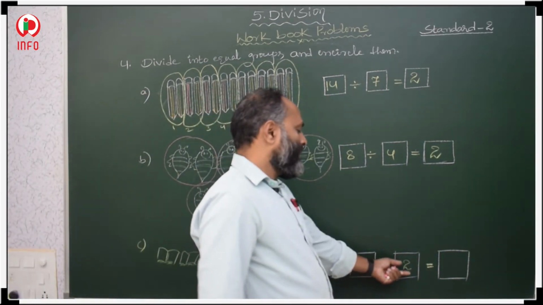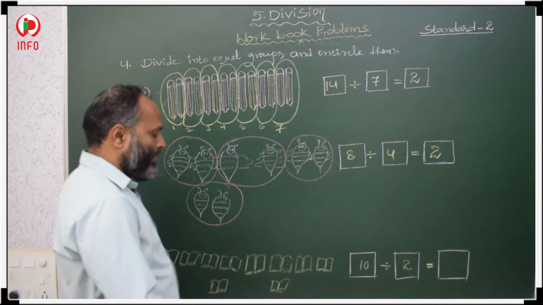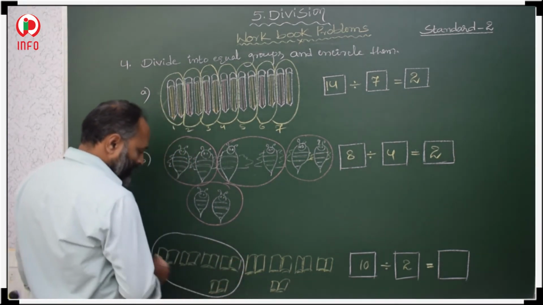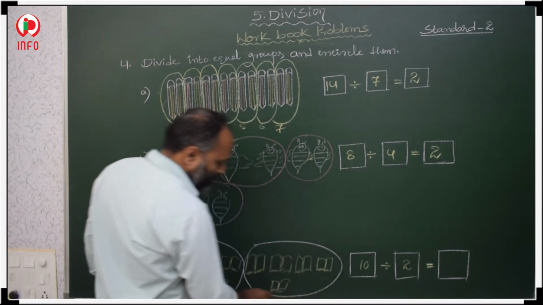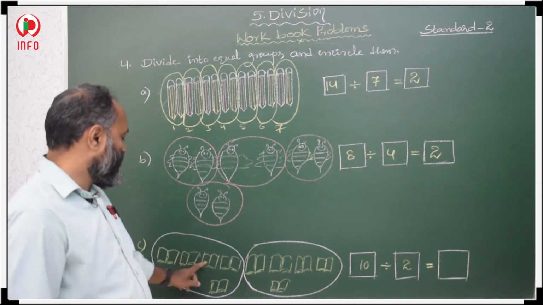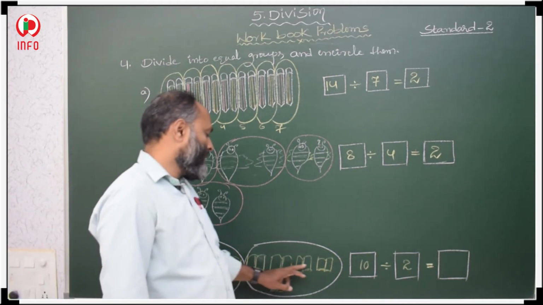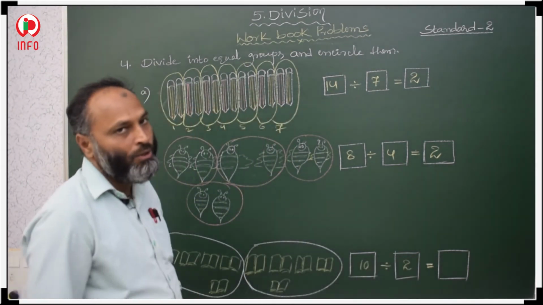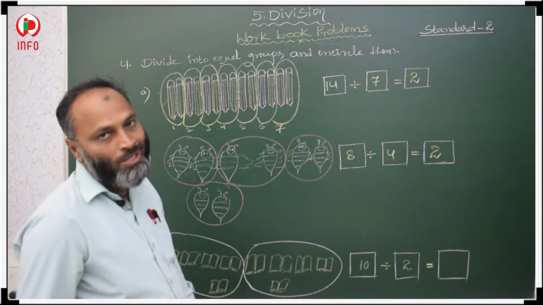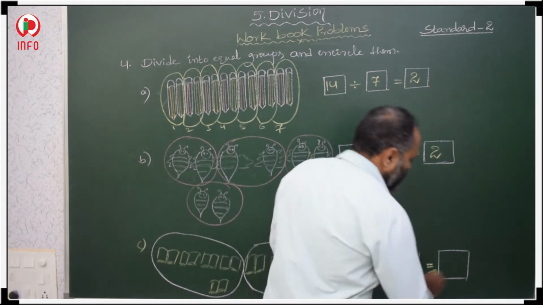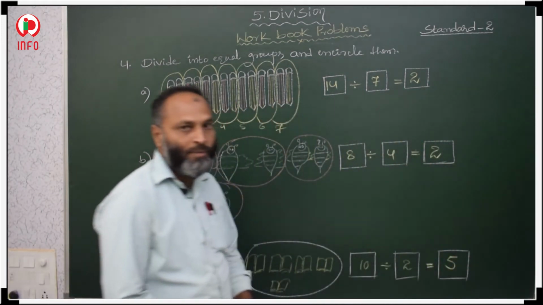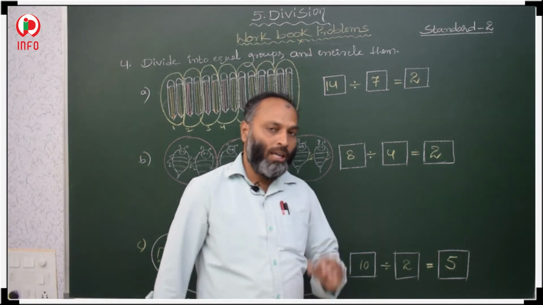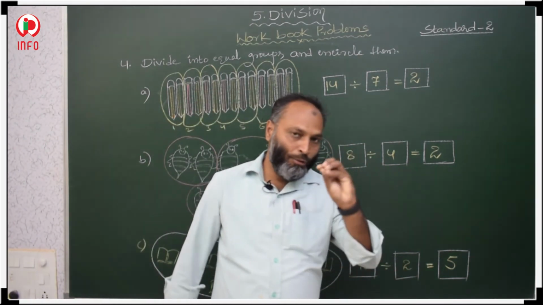These 10 books, we are dividing into 2 groups. How many groups? 2 groups. I want to take 5 books in one group and 5 books in another group. Now you count how many books. 1 2 3 4 5. 5 in one group, 1 2 3 4 5. 5 in the second group. So these total 10 books, we distributed equally into 2 groups. Then how many books are there in each group? 5 books are there in each group. Okay. If a total of 10 books were there, and we divide 10 books into 2 equal groups, then we will get 5 books in each group.